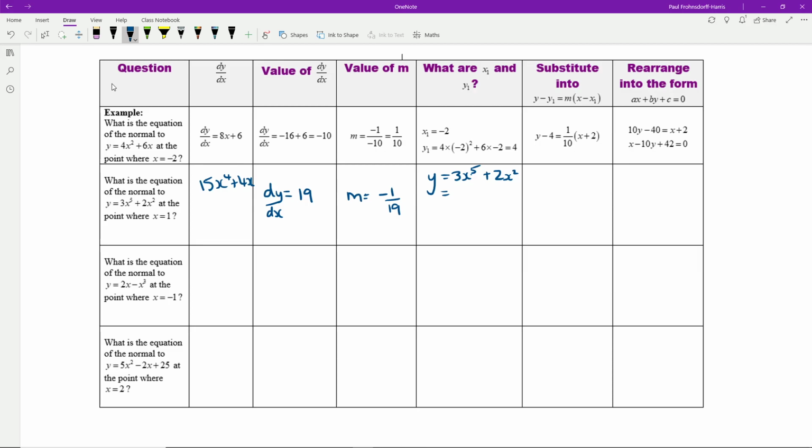We've got, when we put x into here, x is 1, we've got 3 plus 2 equals 5. We then have y.